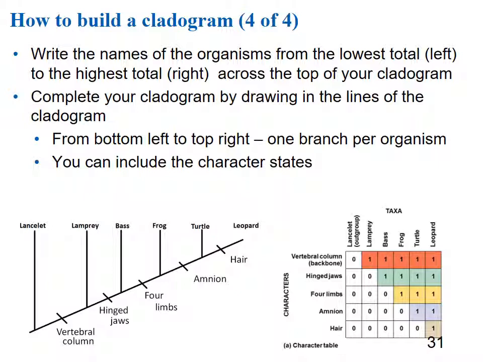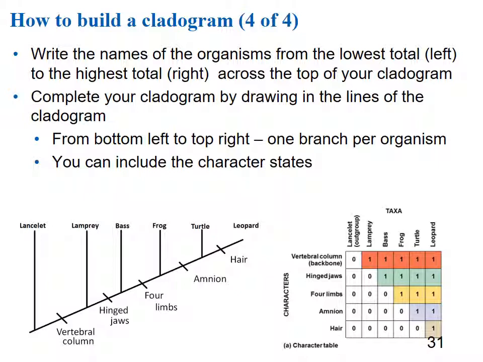So then we're going to write the organisms' names from the lowest total on the left-hand side to the highest total on the right-hand side. So our outgroup is going to be on the left-hand side, and the one with the highest number will be on the right-hand side. Then you're going to complete your cladogram by drawing the lines in the cladogram, again from the bottom to the top. The left side should have a longer line, the right side should have kind of a shorter line, and you give 1 branch per organism.